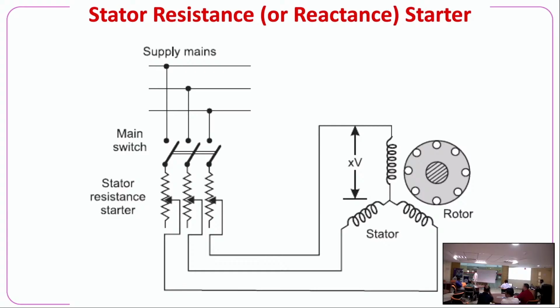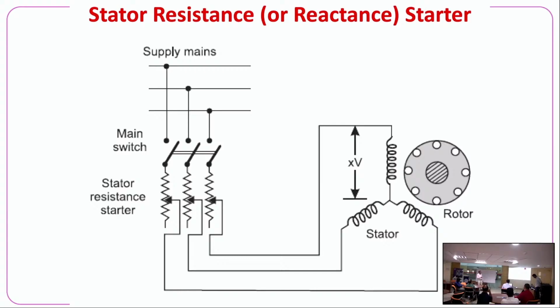But small machines, below 1 kilowatt, can be directly started on line. If the machine rating is more, then the starting current will not be tolerable. So bigger machines require other starting mechanisms to reduce the starting current. What are those techniques? The first technique is the starter resistance or reactance starter.